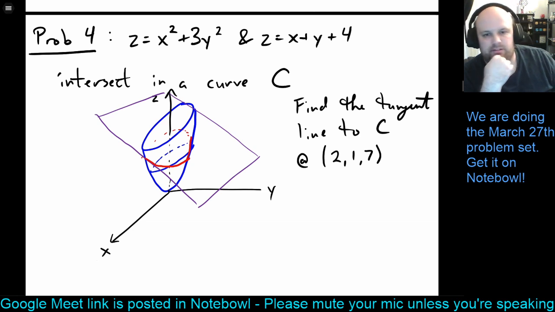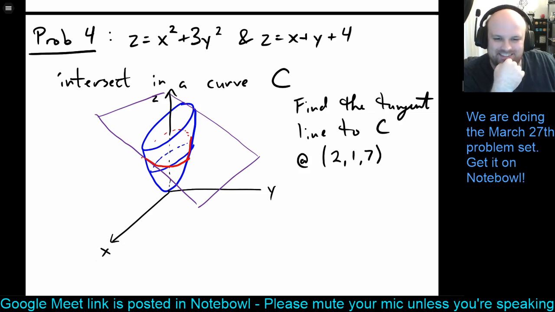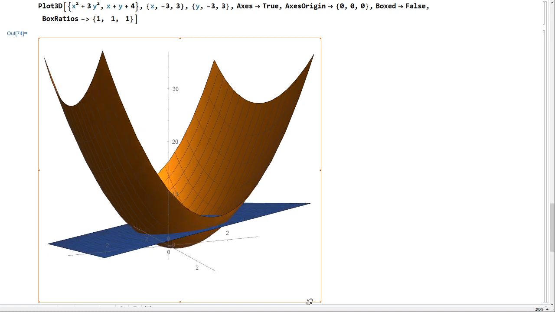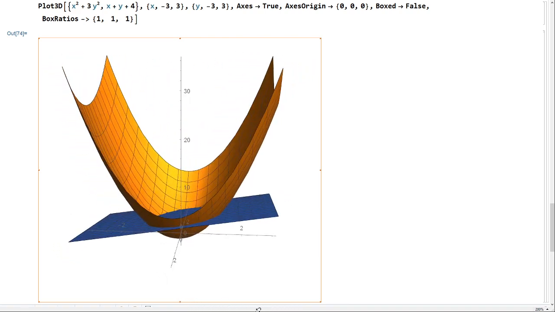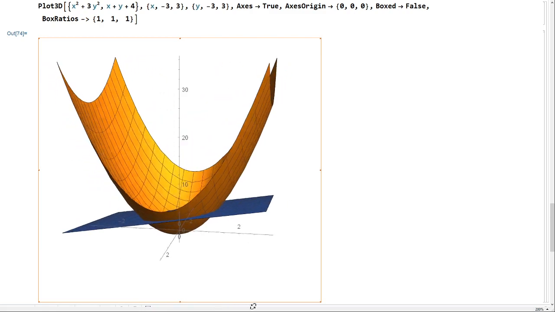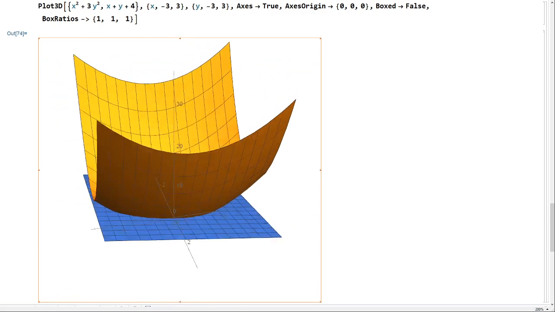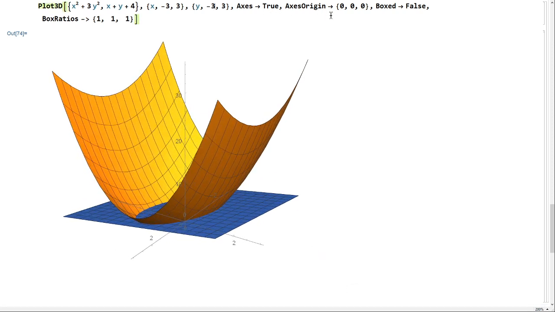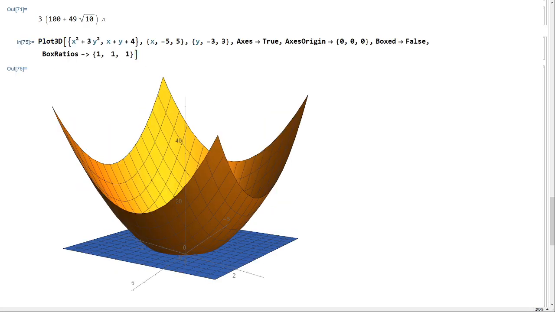All right. So let me switch over real quick and show you a not bad drawing of this. It looks something like this. The orange one is the paraboloid here, and the blue one here is the plane. If I widen the box a bit, we can maybe see it a bit better here. Okay.